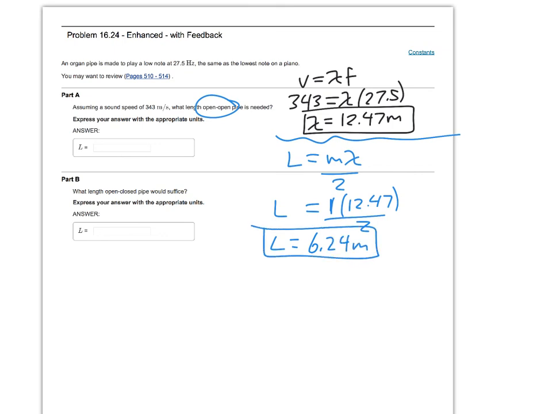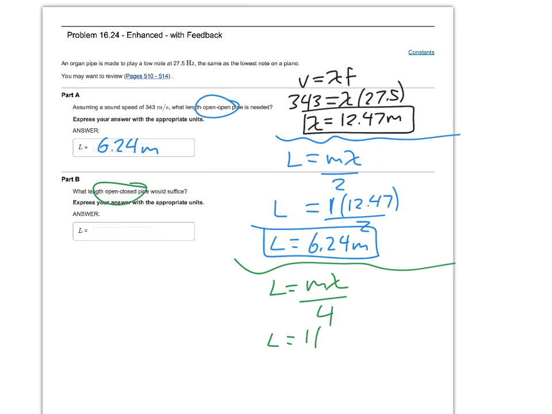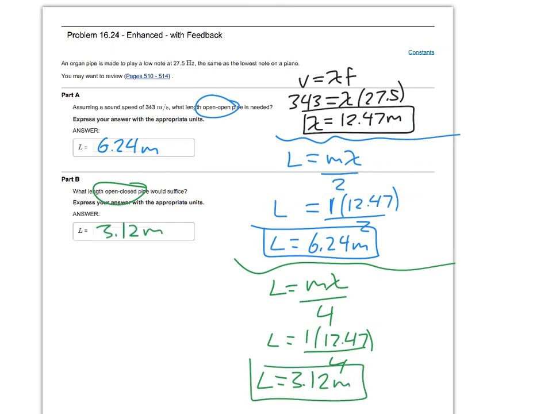Okay. For the second part of the question here, we now have an open-closed pipe. And I want to know what length pipe would be needed for that in order to play that note. So same basic idea. I'm just going to use my other equation for the open-closed pattern, m lambda over 4. My m, once again, is still 1 times that wavelength, 12.47, divided by 4, and I end up getting an answer here of 3.12 meters. So obviously a much shorter pipe would be needed if we use that open-closed type of pipe.